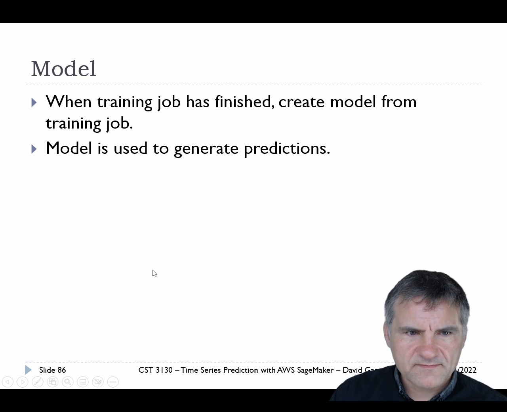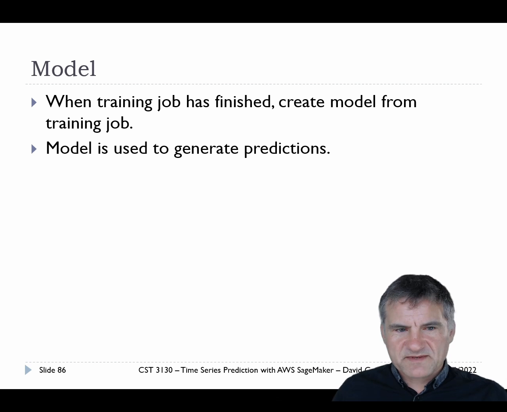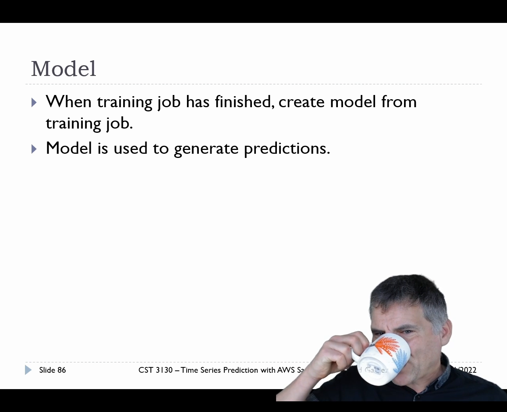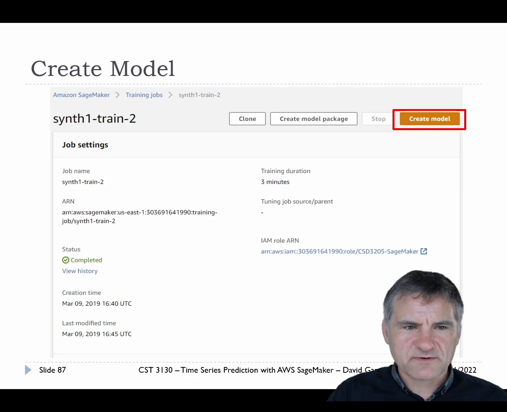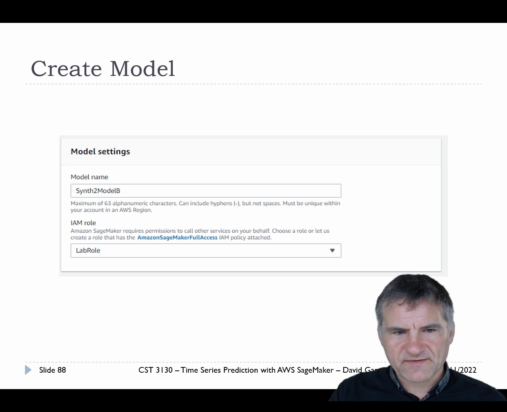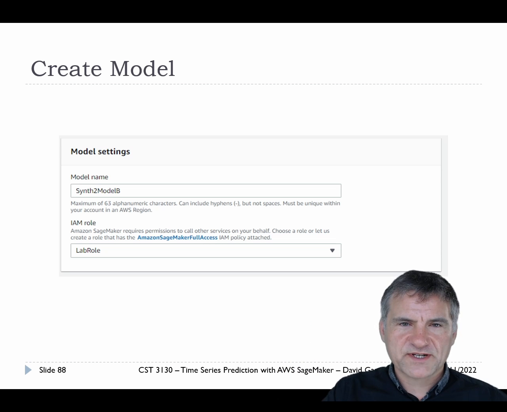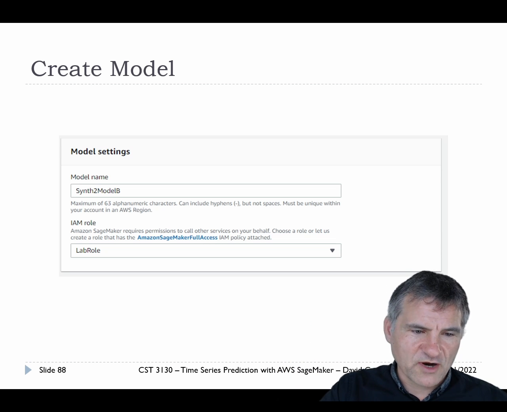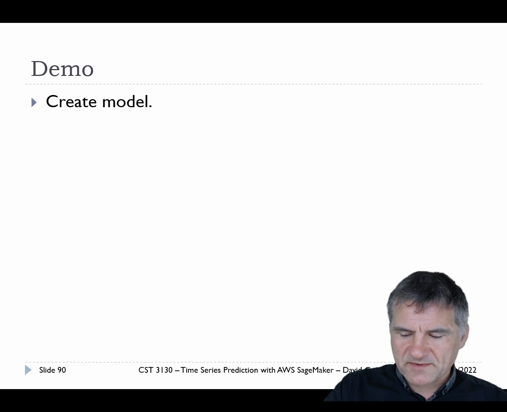Okay, so once the training job's finished, we need to create a model from the training job, and that's dead easy, yeah? And then we use that model to generate predictions. So that's what I'm going to cover next. Creating the model is easy, just click on create model and give it a name, basically. Again, use the same lab role, unless you're working outside the AWS Educate space, in which case you have to create an appropriate role for your model.